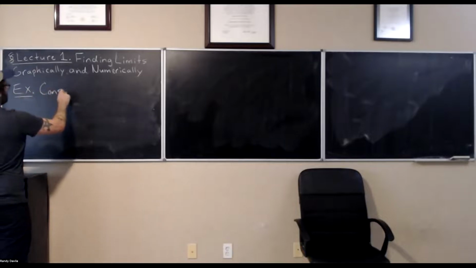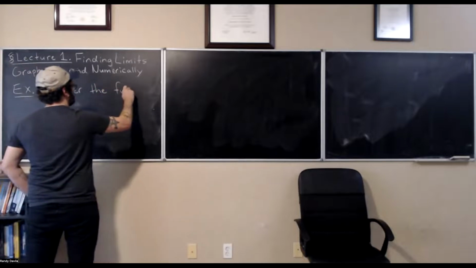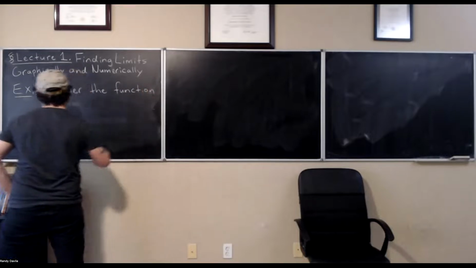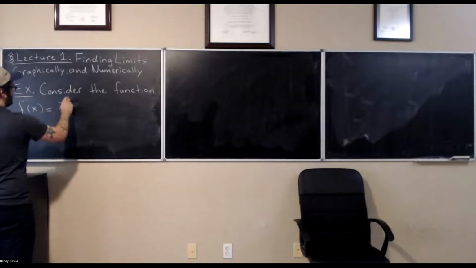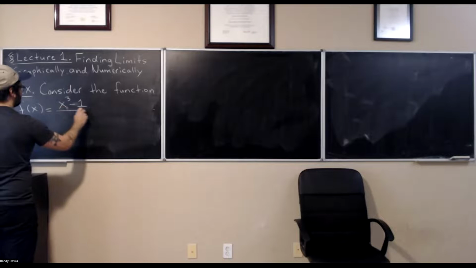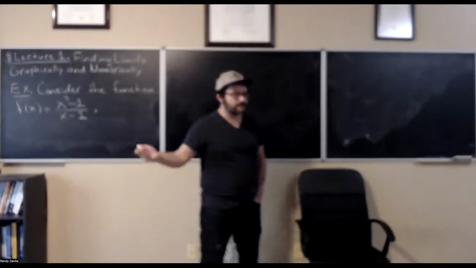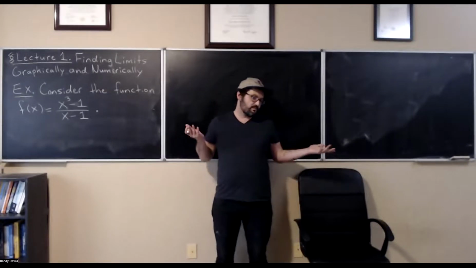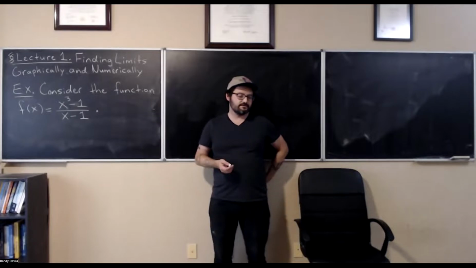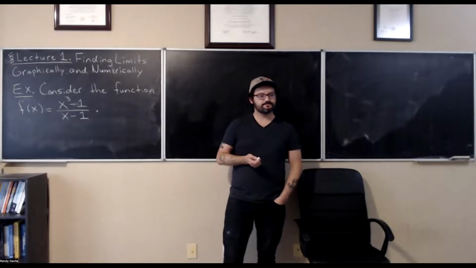Consider the function f of x equals x cubed minus 1 all over x minus 1. Okay, so this is just some rational function, x cubed minus 1 over x minus 1. Can you tell me what the domain of this function is? Any guesses?